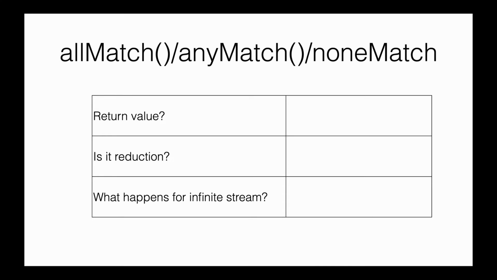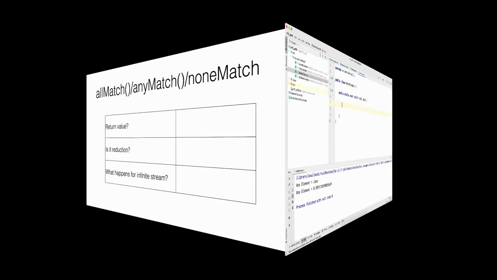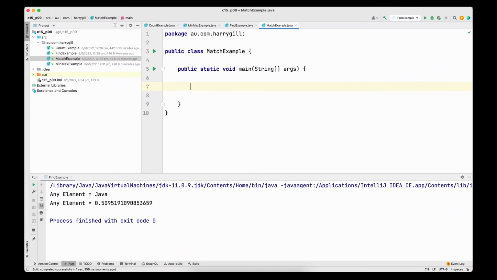Now let's move on to the allMatch, anyMatch, and noneMatch methods. These methods take a predicate as input. Depending on which one we call, they check whether that predicate is true for all the elements, for any one element of the stream, or for none of the elements. Let's jump into IntelliJ and look at the example.